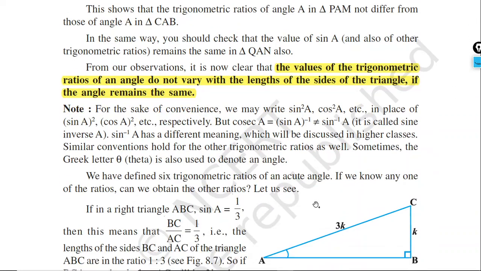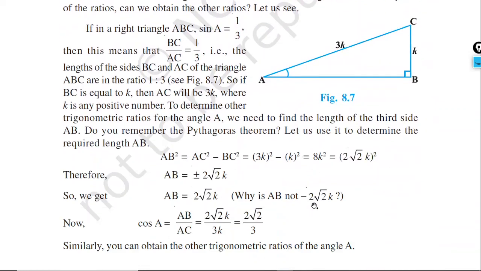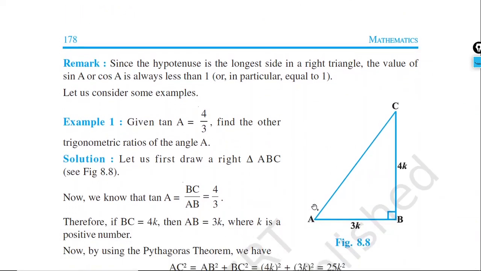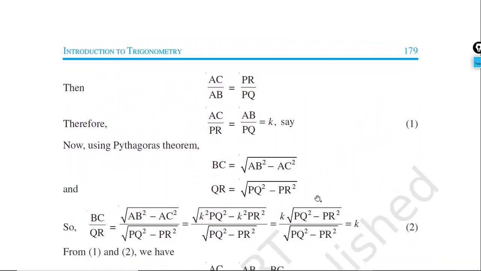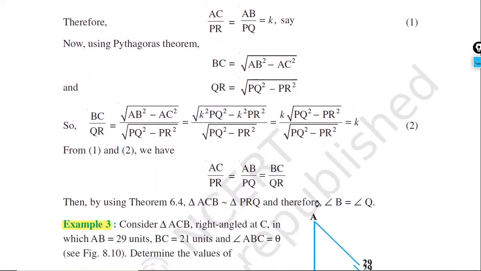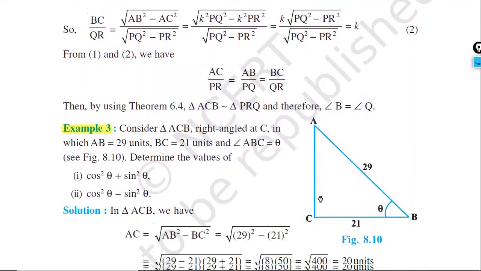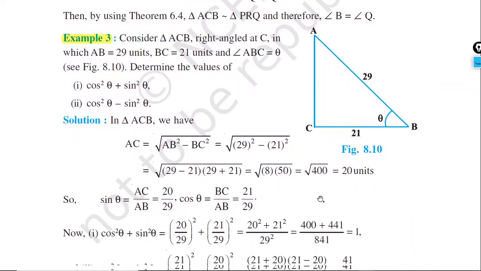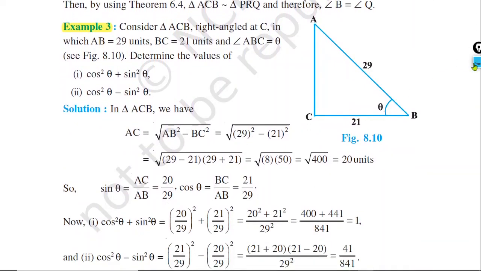Now we'll move to some examples. Okay, we'll try some examples. There your concept will be clear. Example 3.